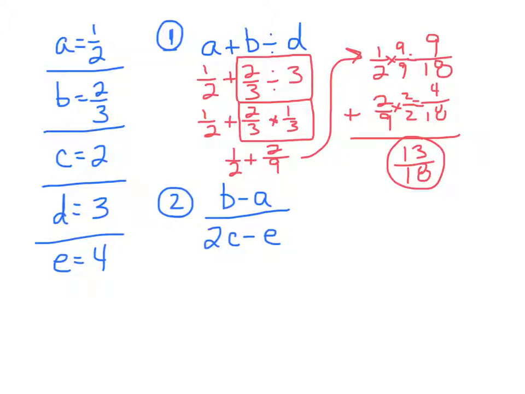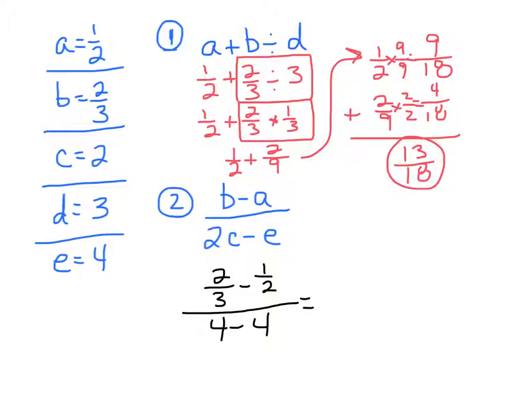For the second problem, once again, I'm going to replace what I have. So I have B is equal to 2/3. I have 2/3 subtract 1/2, and that's the top part of that fraction. And 2C, C is equal to 2, so I have 4 minus 4 on the bottom half.